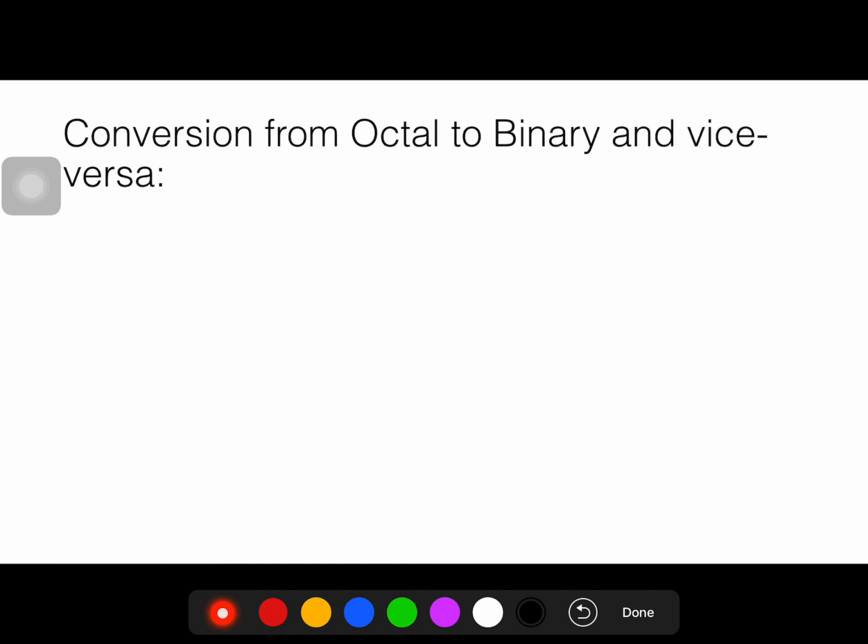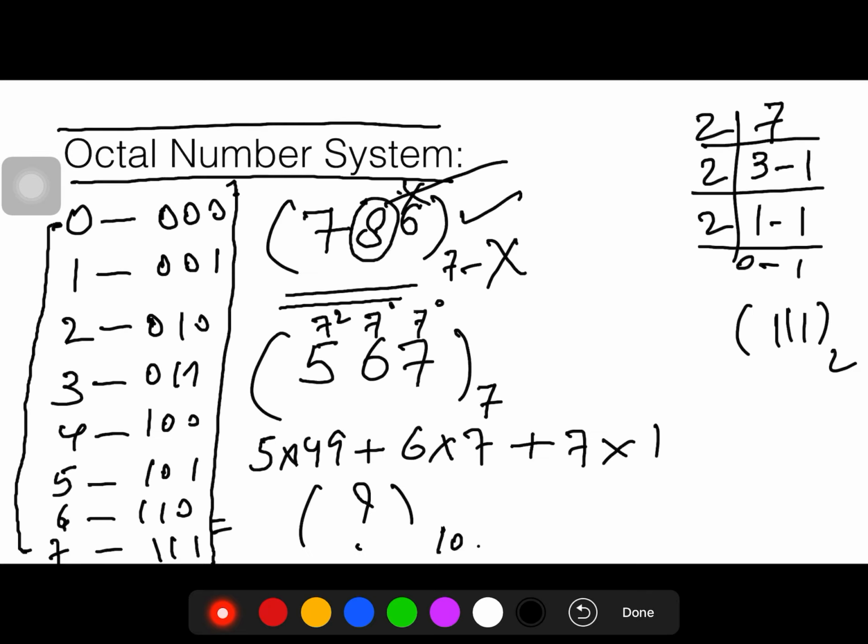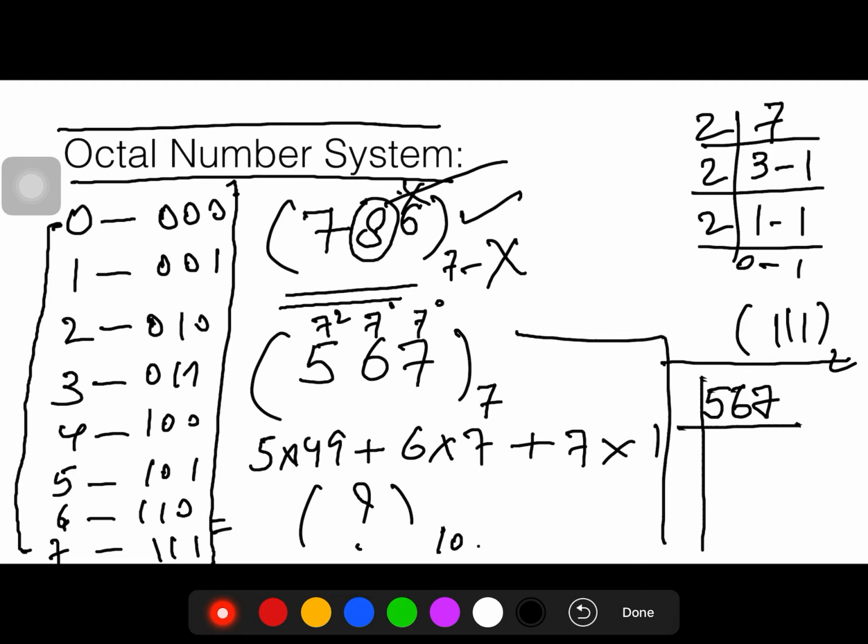Now in order to convert a number from decimal to octal, the procedure would be the same as that in the case of binary. Suppose we have 5876. What we will do is take the base and keep on dividing and accumulate the remainders. 5876, then 76.